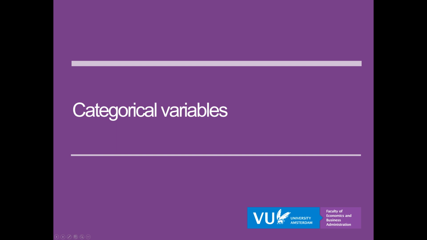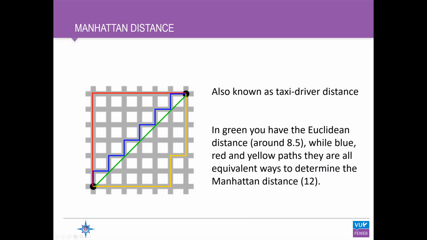Now, so far we have seen how we can do clustering for numeric variables where we can just have numbers, but there are also a lot of categorical variables where you cannot really use the numbers. Here's an intuitive example of how you can picture this. There are two observations here, both at the endpoints of this map. The green line shows the Euclidean distance. There you can just draw the line directly.